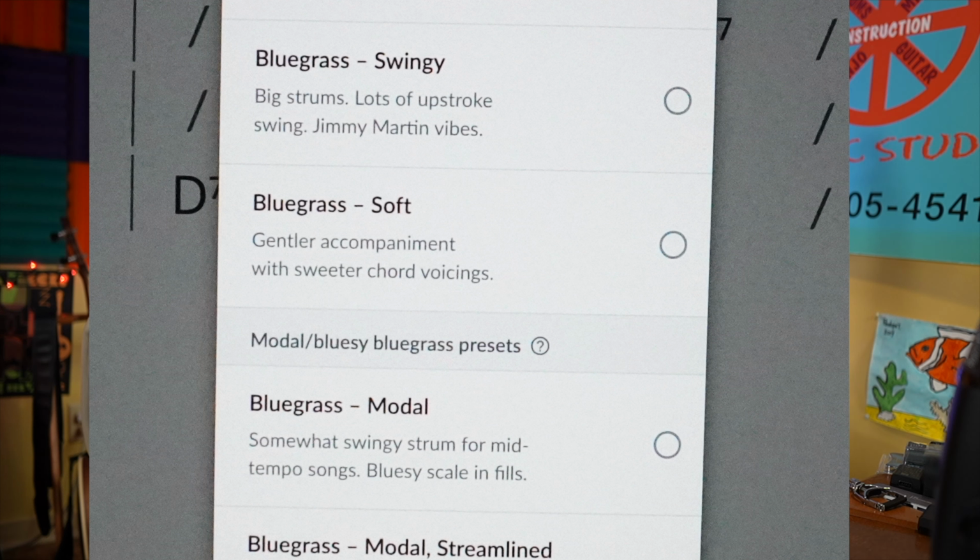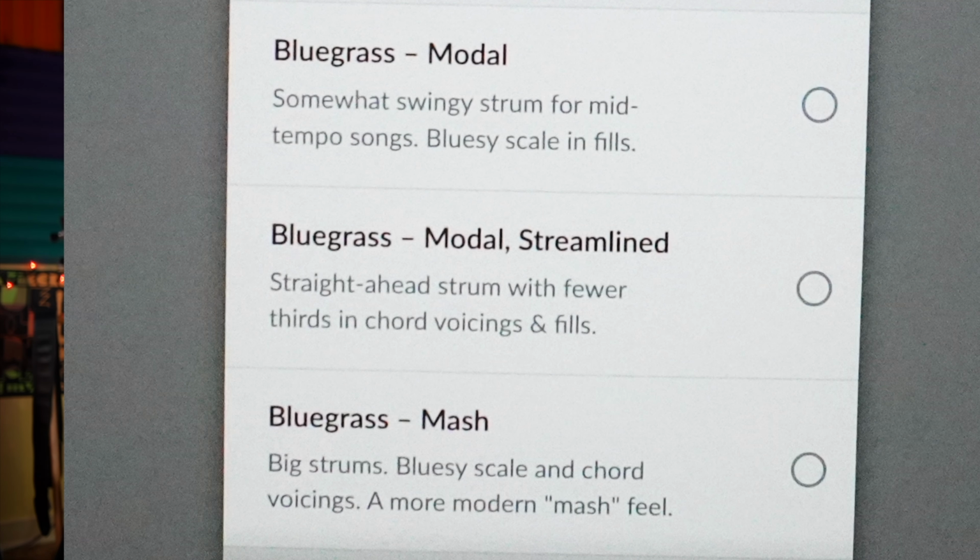Soft says gentler accompaniment with sweeter chord voicings. Not sure what that would be for. And then there's modal streamlined, and mash, big strums, bluesy scale and chord voicings. So I have not tried all of these. I just kind of stick with the standard and the streamlined one for slow to medium songs and fast ones. But experiment with them and see what you like.